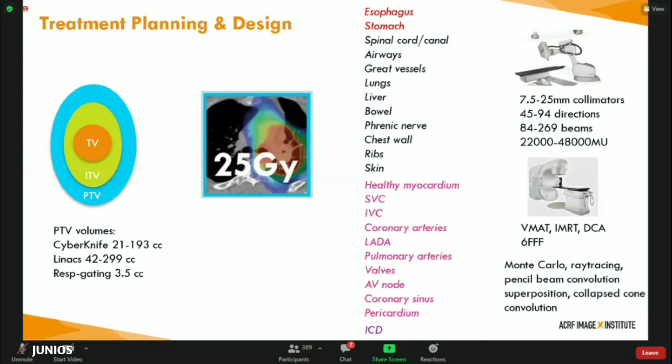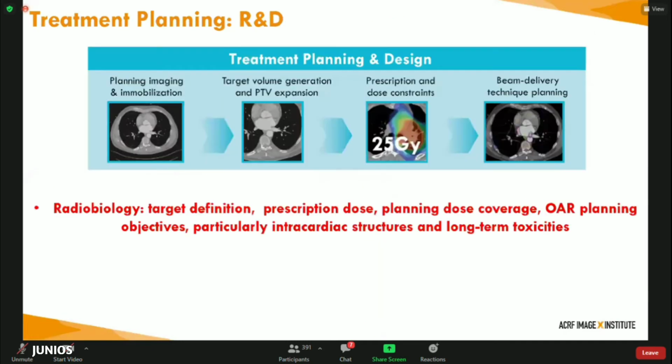CyberKnife treatment plans typically use more MU than C-arm linacs, and most C-arm linac treatments have used 6FFF VMAT. The higher dose rate of 6FFF appears advantageous, and there's concern regarding the effect of using 10 MV on patients with ICD devices. A number of dose calculation algorithms found in commercial treatment planning systems have been used. The main questions with scientific gaps in treatment planning are radiobiology related.